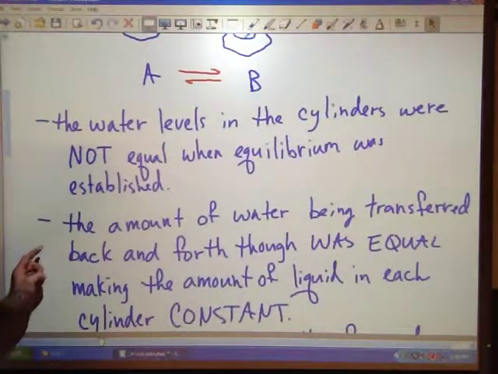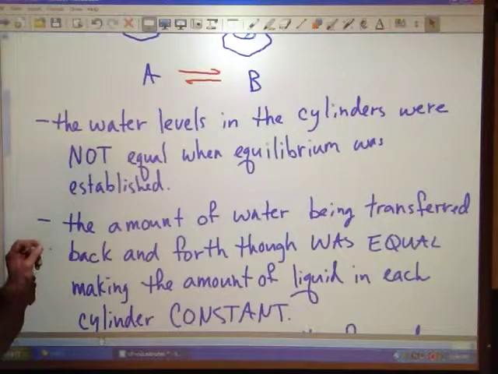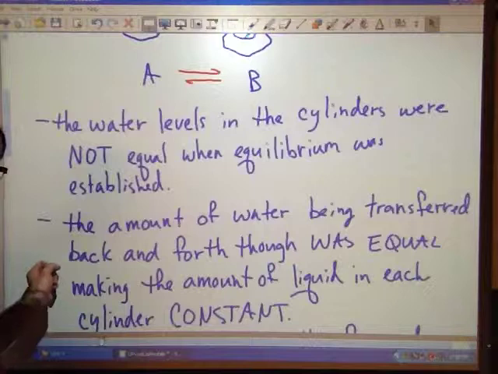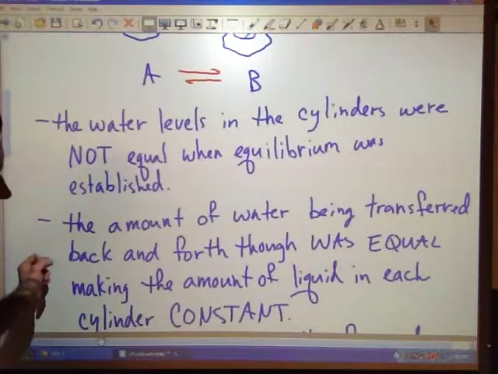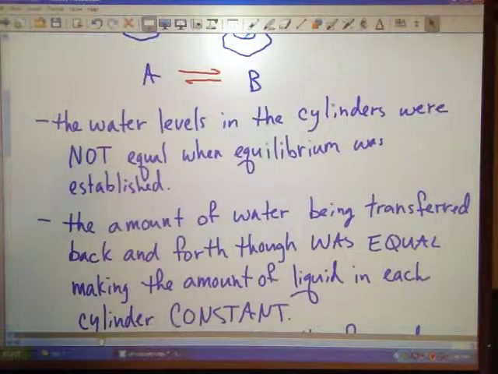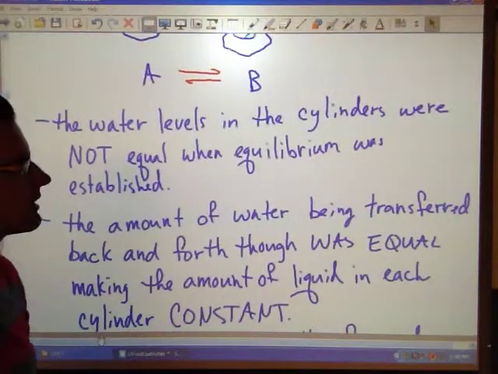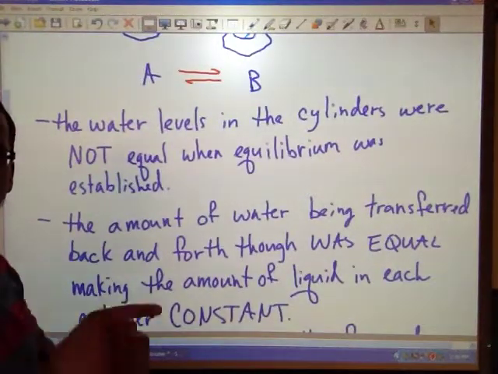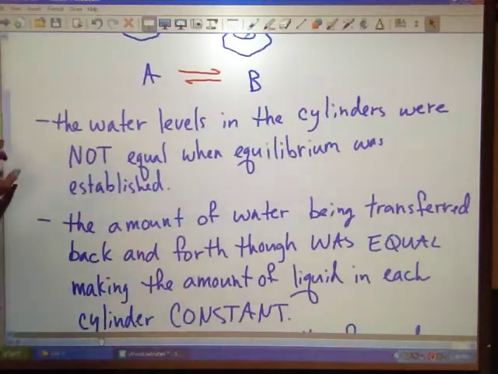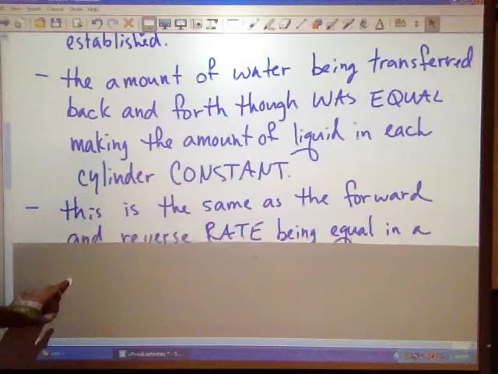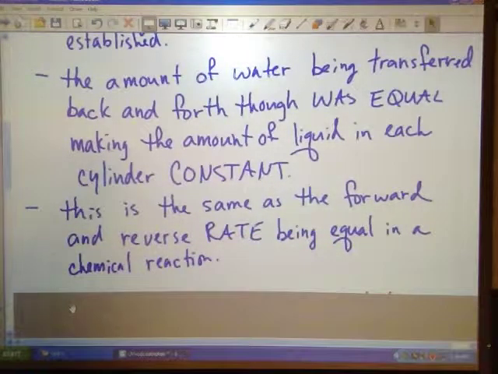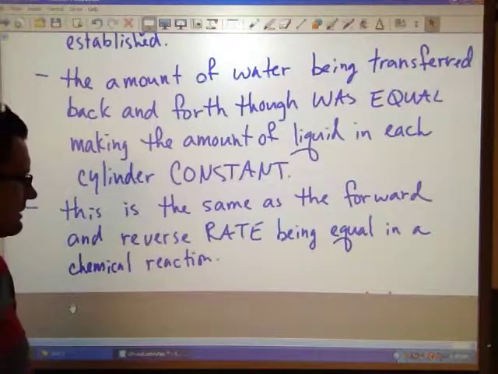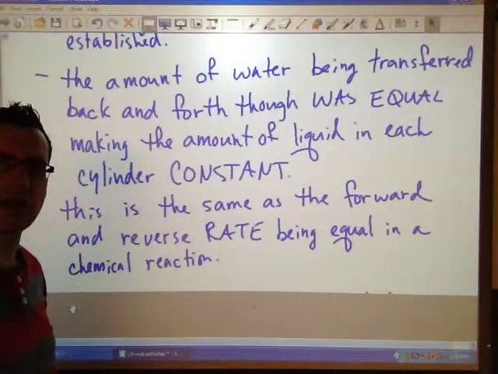So that must mean that every time you moved water back and forth, that was equal. Taking away a certain amount and adding an equal amount back. So the amount of water being transferred back and forth was equal, making the amount of liquid in each cylinder constant. The key thing to note there is that you have constant volumes, constant reactant and product, and an equal amount being transferred, or equal rates back and forth. So that is equilibrium. This is the same as the forward and reverse rate being equal in a chemical reaction.